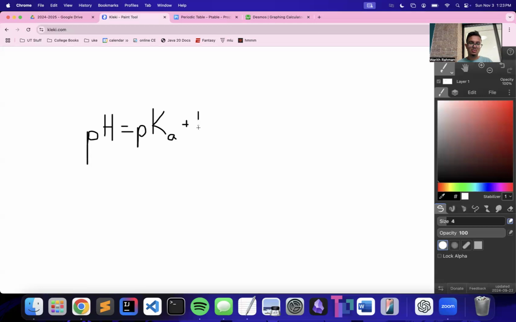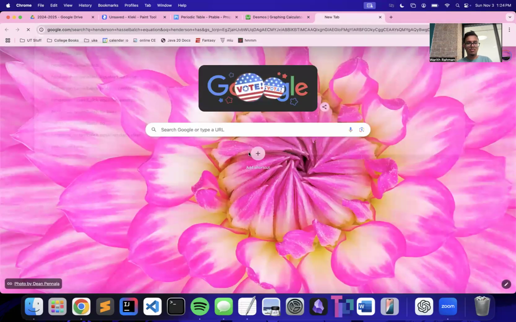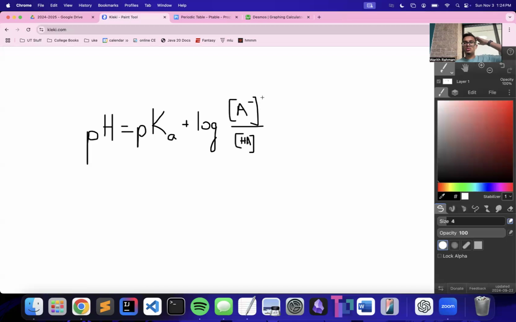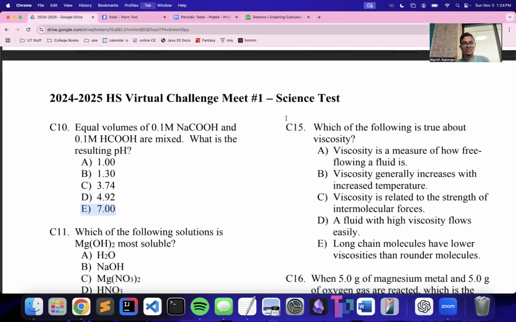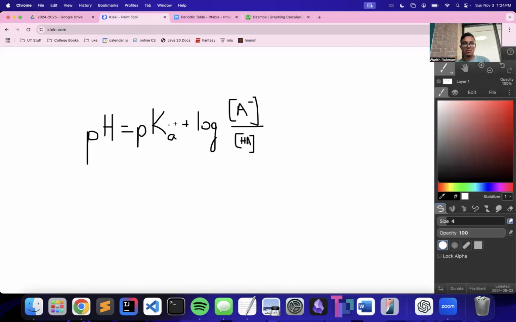plus the log of, hopefully I remember this right, it should be the ratio between the conjugate acid and the acid itself. I'm going to double check this. Henderson-Hasselbalch. Yeah, so the ratio between the conjugate base and the acid itself. So in this case, since we have 0.1 of each, this ratio ends up being 1, and thus our pH is just going to be equal to our pKa.